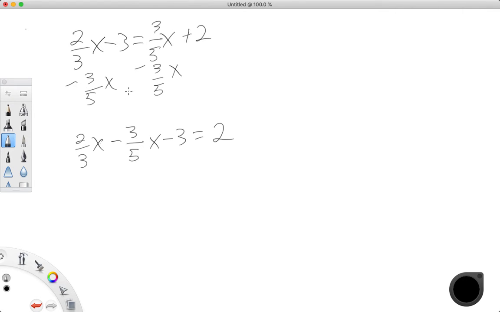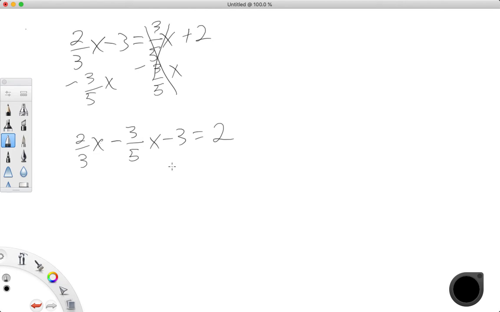Okay, so I subtracted 3/5 x from this side. That went away. I have my 2/3 x minus my 3/5 x. I don't want this 3 right here. So I have a -3. It's minus 3, -3. That's the same thing.